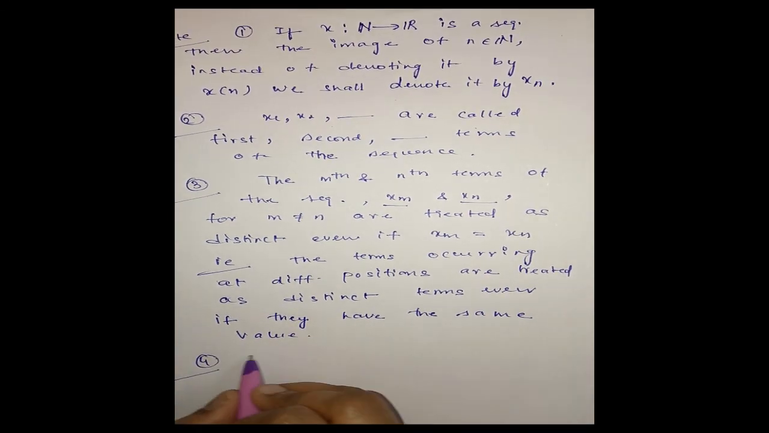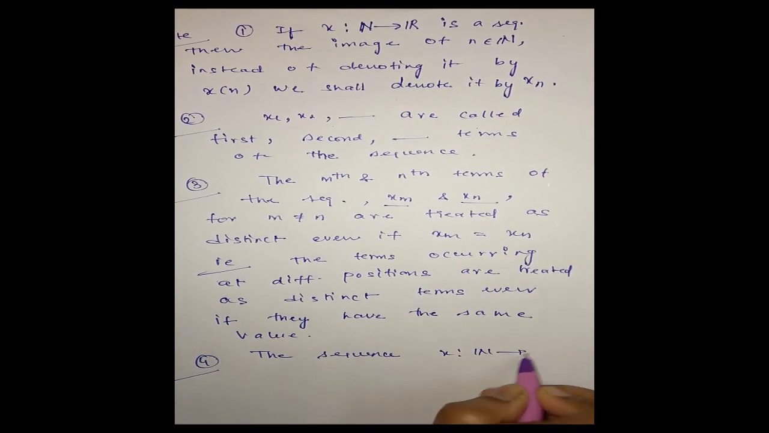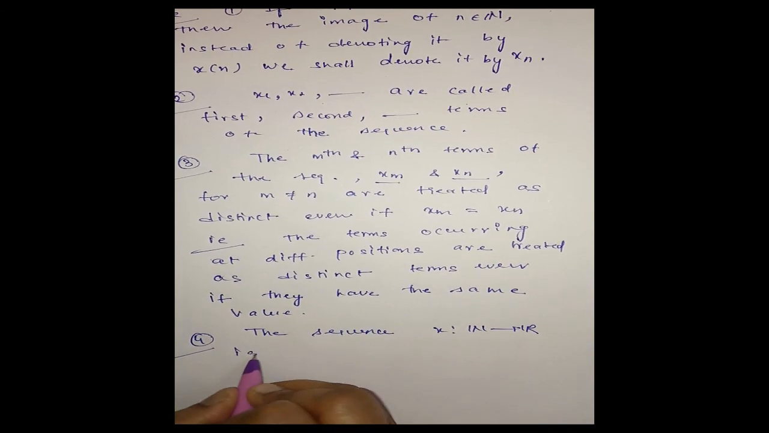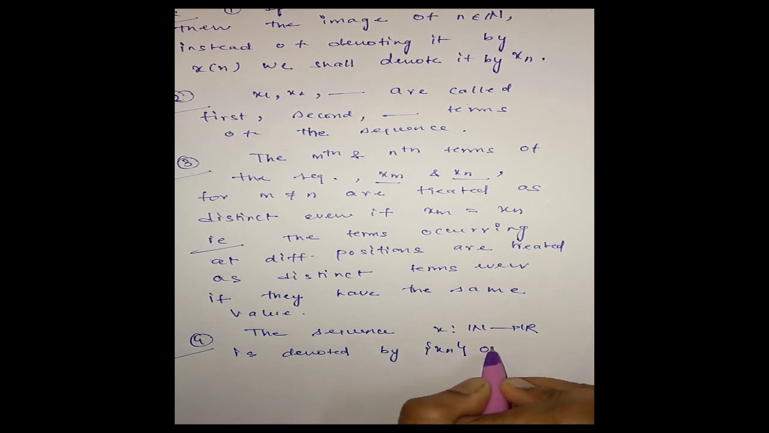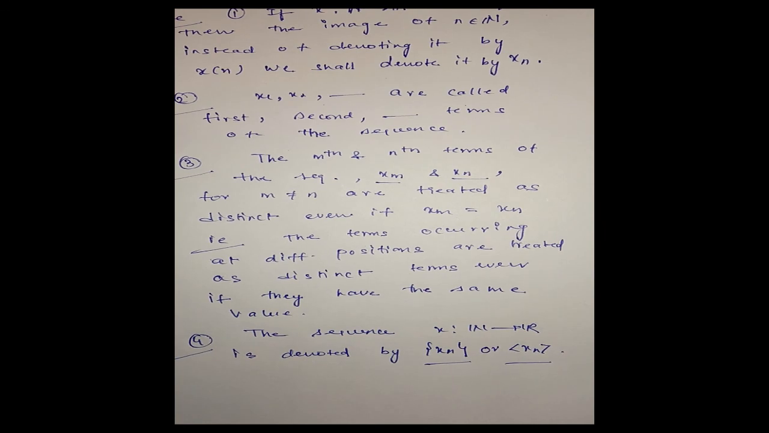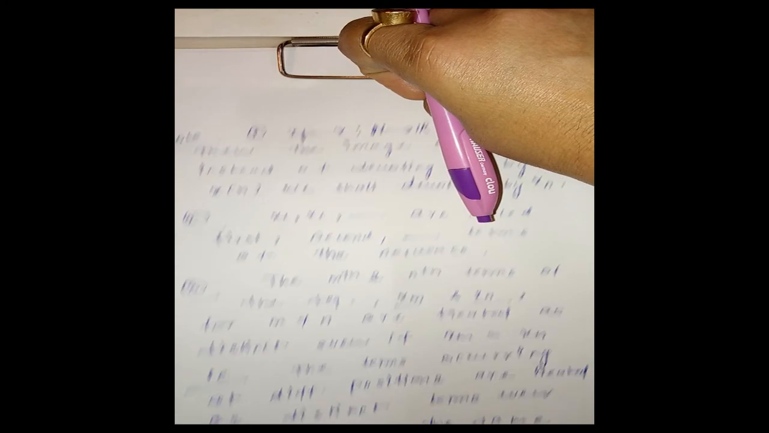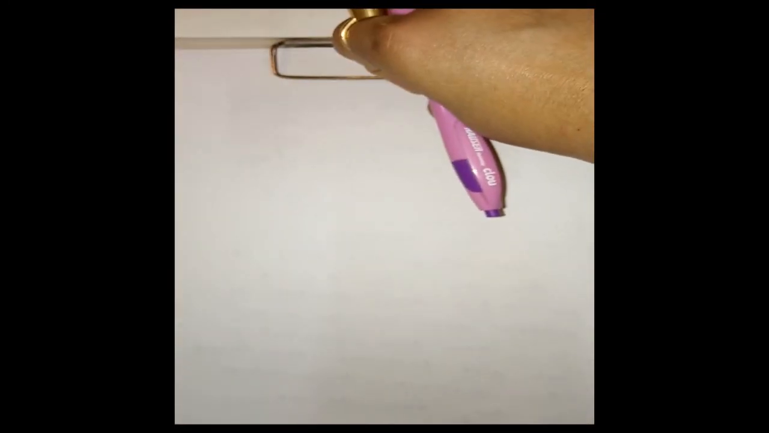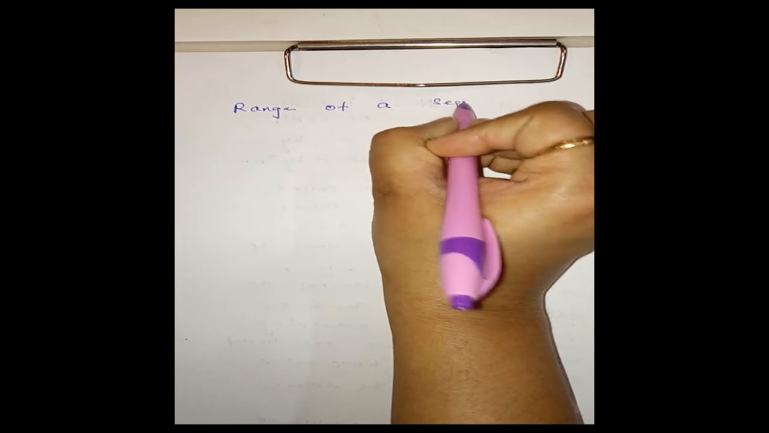Fourth, the sequence x from N to R is denoted by this curly bracket notation, or in this way. This is a notation for a sequence. Clear? Now next comes the range of a sequence.